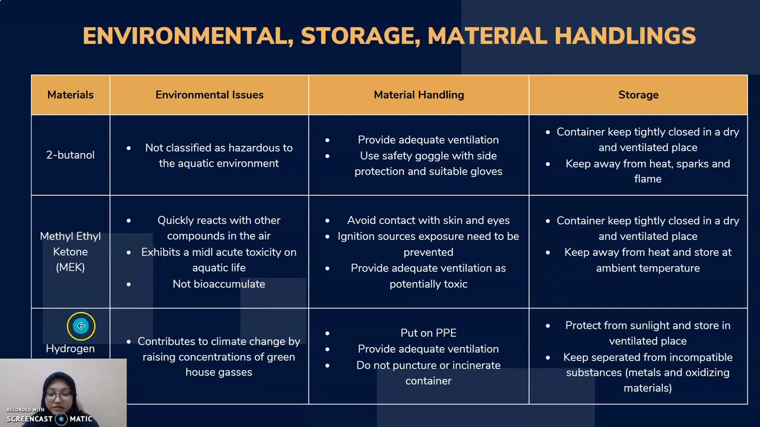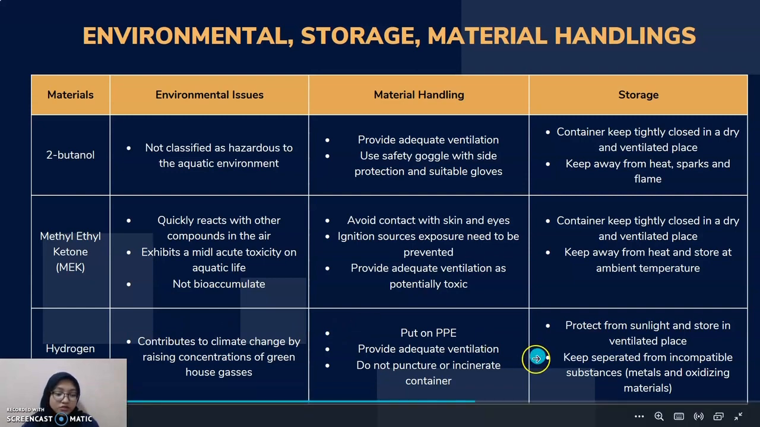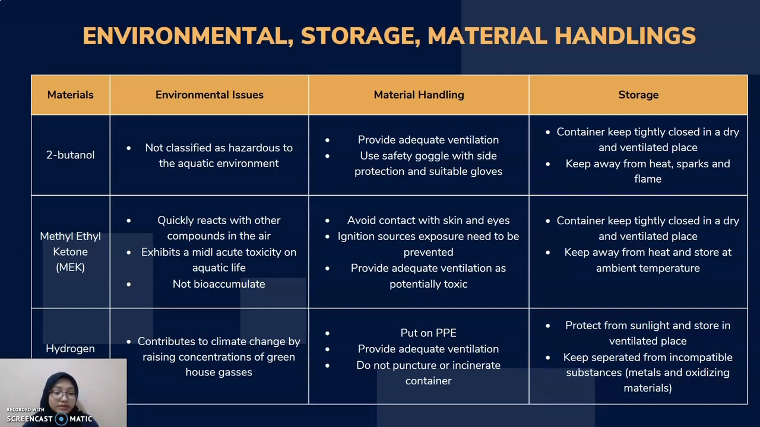The third material, which is our byproduct, is hydrogen gas. It contributes to climate change by raising concentrations of greenhouse gases. The user needs to put on PPE and provide adequate ventilation as well as not puncture or incinerate the container. The storage for hydrogen gas is it needs to be protected from sunlight and stored in a ventilated place. It also needs to be kept separated from incompatible substances such as metals and oxidizing materials.